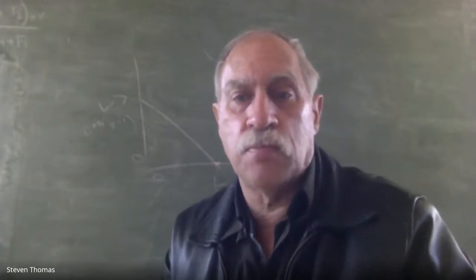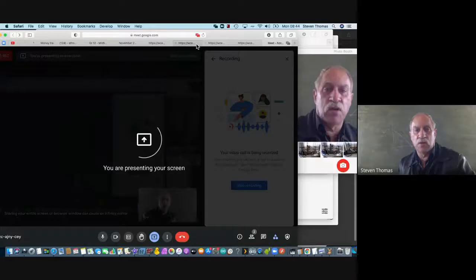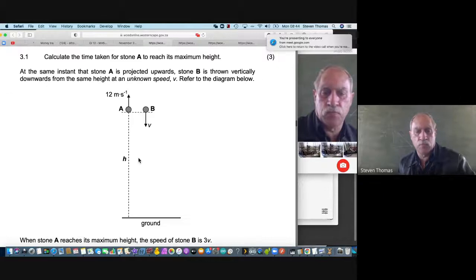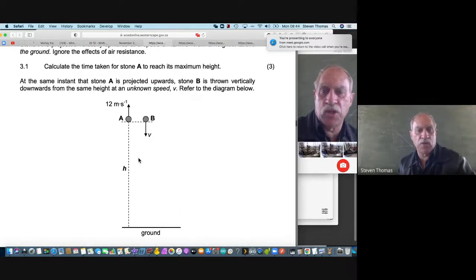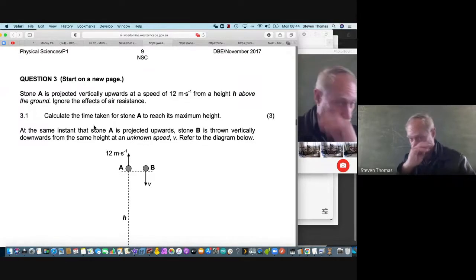So that 2018 looked pretty easy. Let's just have a look at 2017. 2017, stone A is projected vertically upwards at a speed of 12 meters per second from a height h above the ground. Ignore the effects of air resistance. Calculate the time taken for stone A to reach its maximum height.